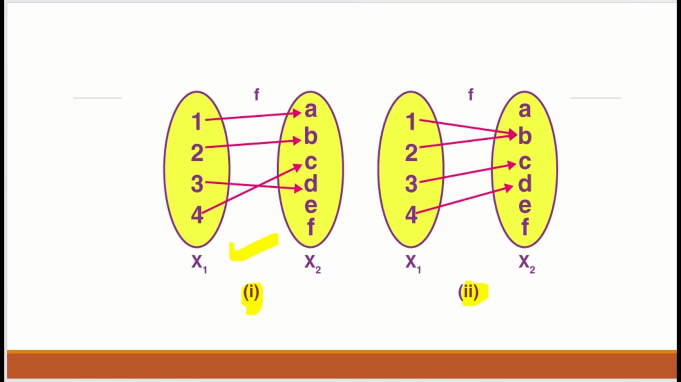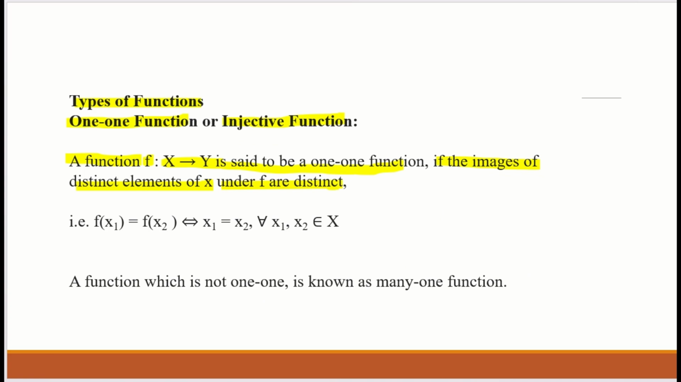But look at the second one. 1 has image B, 2 also has image B. It means that 1 and 2 have the same image. It is not a distinct image. Therefore, it is not a one-one function, but this is called a many-one function. Understood? Then once again I am revising the one-one function.